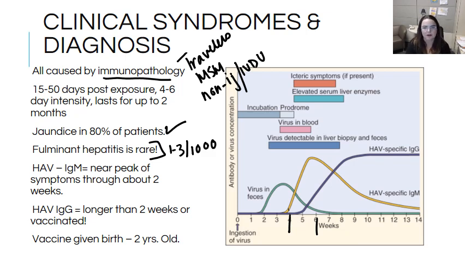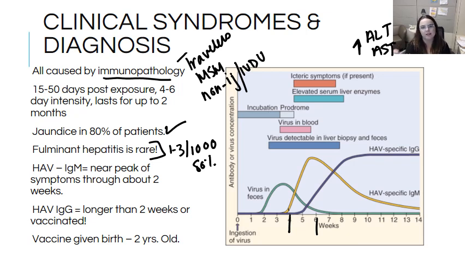But when it does occur, it's pretty fatal. There's about an 80% mortality rate. So how are we going to diagnose it? If you're looking for acute viral hepatitis, one of the first things you're going to look for is increased ALT and AST. That usually ranges from about 4 to 8 weeks after exposure.